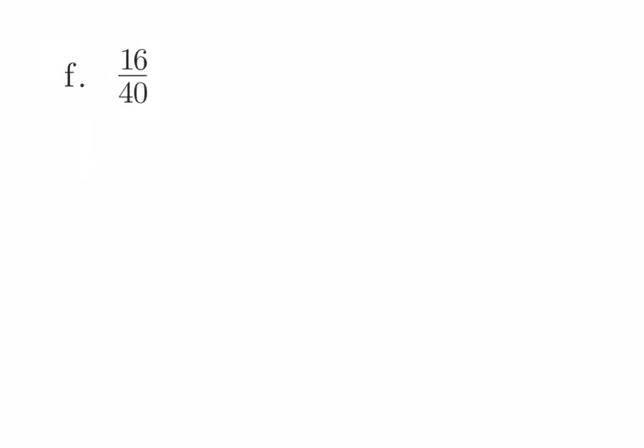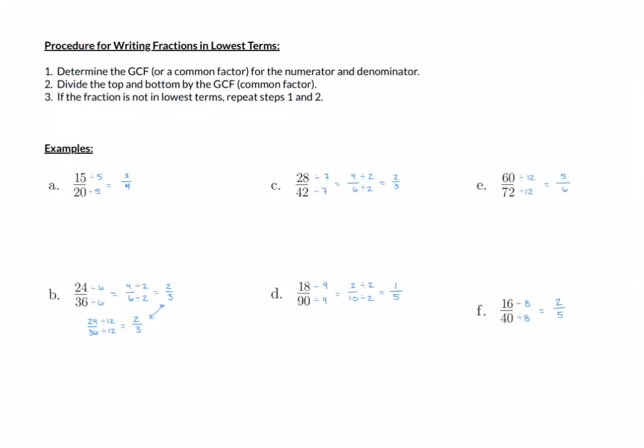Finally, example F. What is a number that divides into 16 and 40? I'm going to go with 8 to start off with. And if we divide by 8, we get 16 divided by 8 is 2, and 40 divided by 8 is 5. 2/5 is a reduced fraction. Now, one of the tricks of working with GCF and dividing by common factors is, again, you need to know your multiplication tables in order to be able to recognize numbers that divide into both.